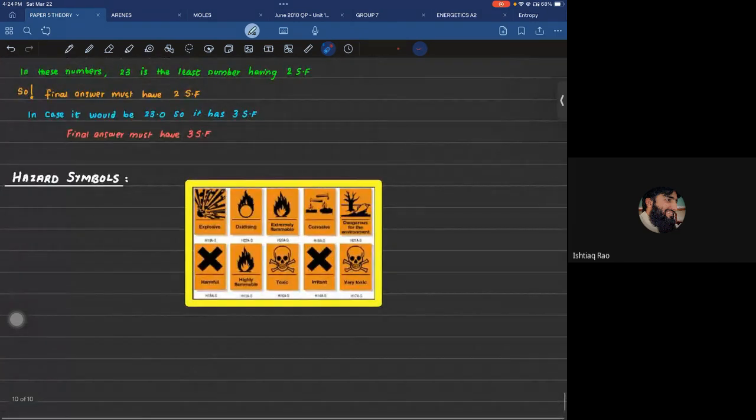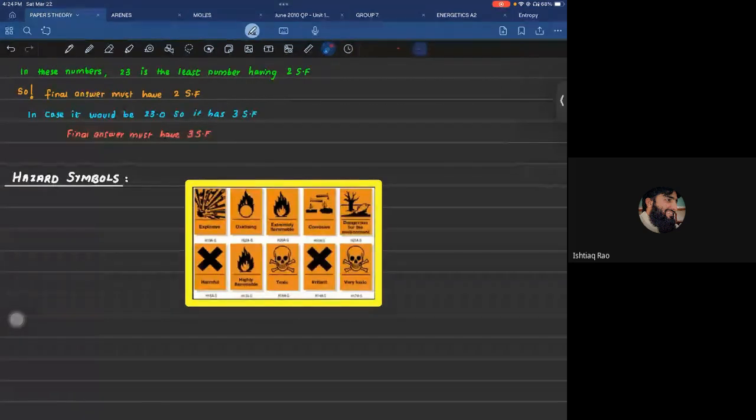These are a few symbols for hazards. You have to take care of them. The first one is explosive, then oxidizing, then extremely flammable, then corrosive, then danger for the environment. Then this is harmful, this is highly flammable, toxic, and very toxic. These are a few hazard symbols.